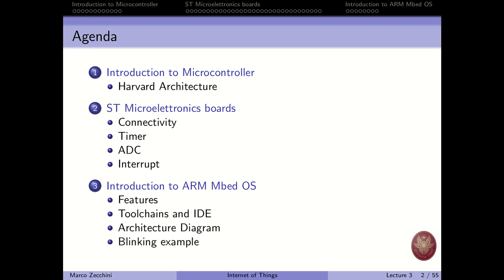I'm going to introduce what a microcontroller is, and we are going to review a little the Harvard architecture, which is another kind of computer architecture instead of von Neumann, which is the one that is used by our computers, but we're going to see it later. Then we're going to explore how the STM microcontroller board is composed, in particular the microcontroller that we are going to use, which is the STM F401RE, and the main components that compose this board and how they work.